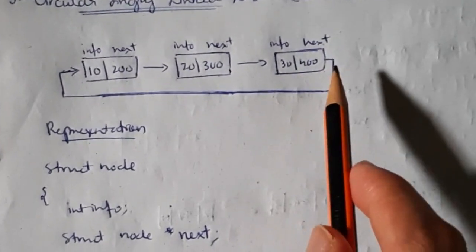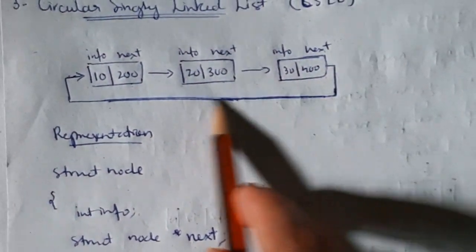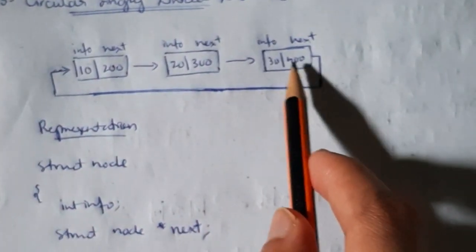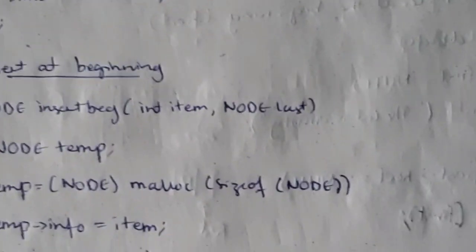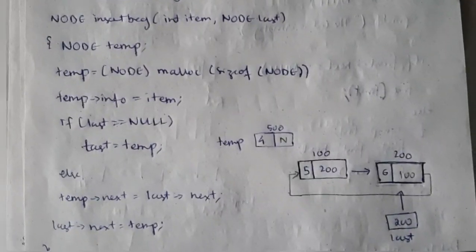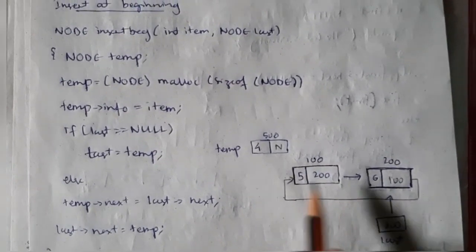Circular singly linked list, the only difference is the last node will be pointed to the first node here. Before it was pointing to null, right? In circular it will point to the first node. The representation is same, and insertion at the beginning is all same.